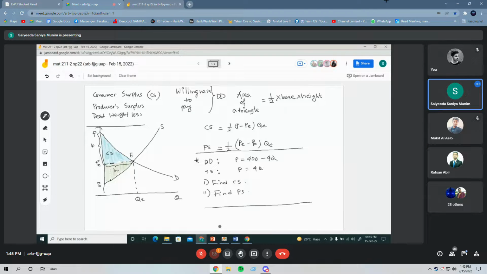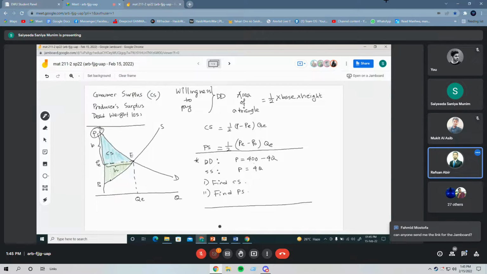This P, yes ma'am, this is the price at which quantity demand is 0. So we are using this price to calculate our consumer surplus. Yes ma'am. So to find this P, you put the quantity demand equals 0 in the demand equation.